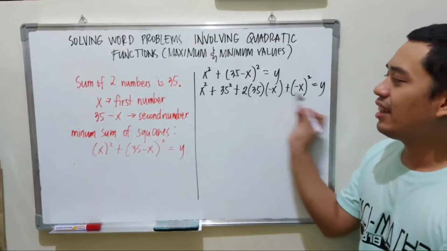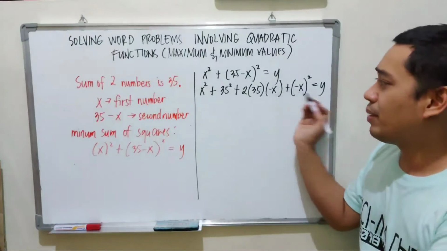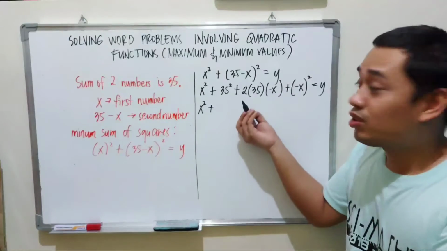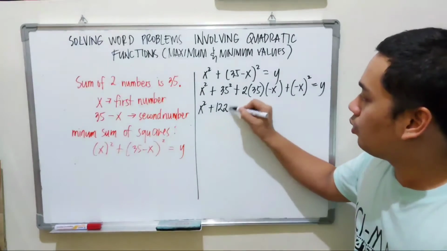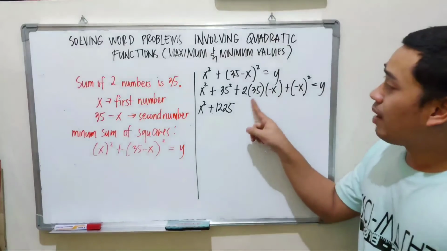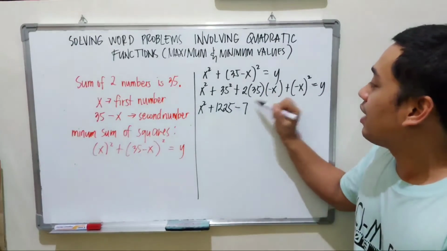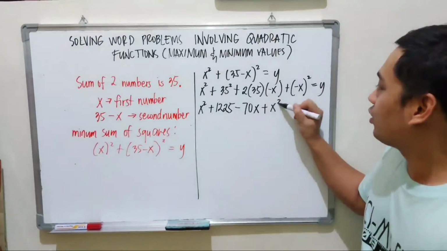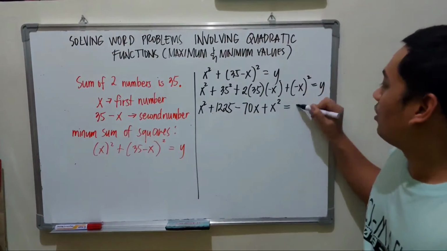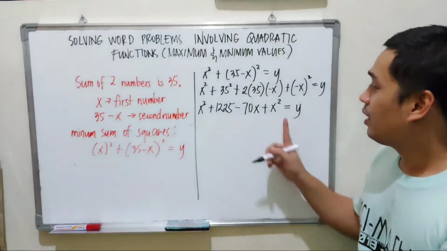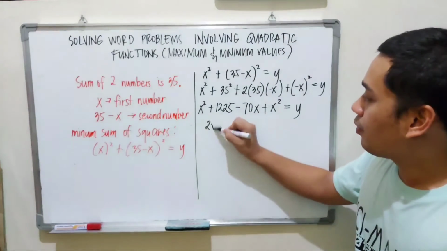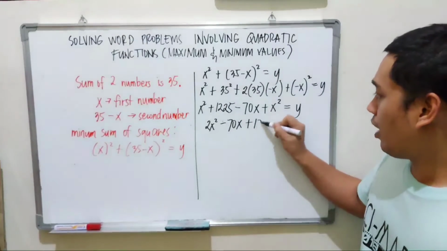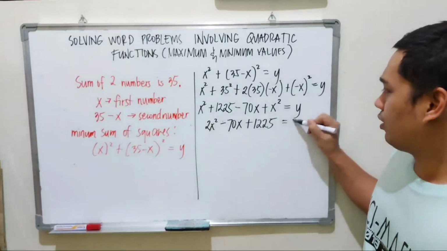Then simplify natin yung mga factors na meron pang parenthesis. So we have x squared plus 35 times 35 is 1225, then minus 70x, then plus x squared is equal to y. Next, combining, we have 2x squared minus 70x plus 1225 equals y.